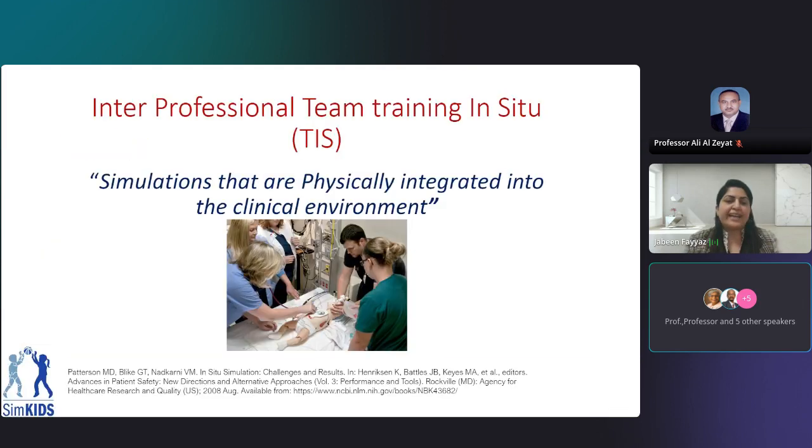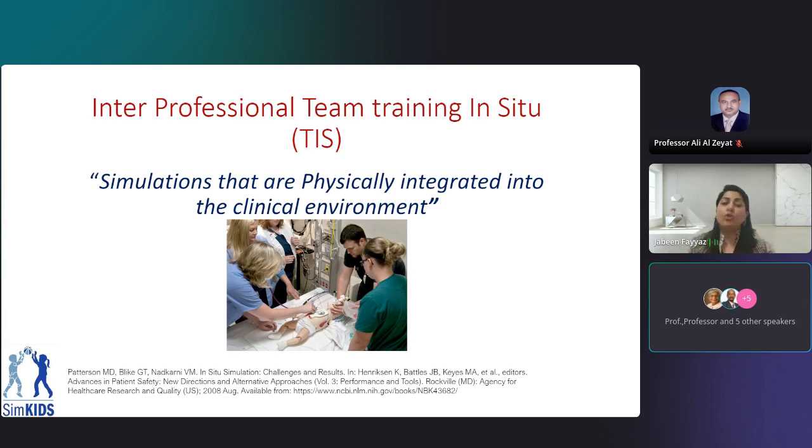So coming to the second point, which is utilizing simulation beyond the conventional teaching and learning methodology. The first pedagogy or first methodology that I want to introduce is interprofessional team training in situ. And what is team training in situ? Team training in situ are simulations that are physically integrated into the clinical environment. It is one thing to make your learner learn about a certain thing, for example, managing a septic shock in a simulated environment in a fancy room.